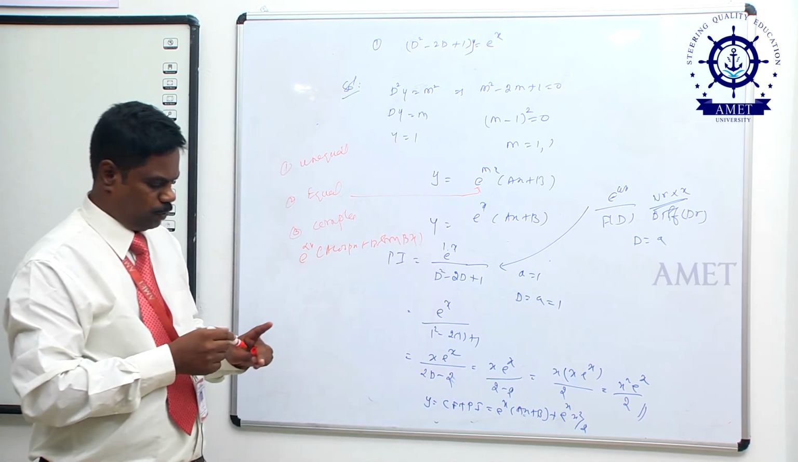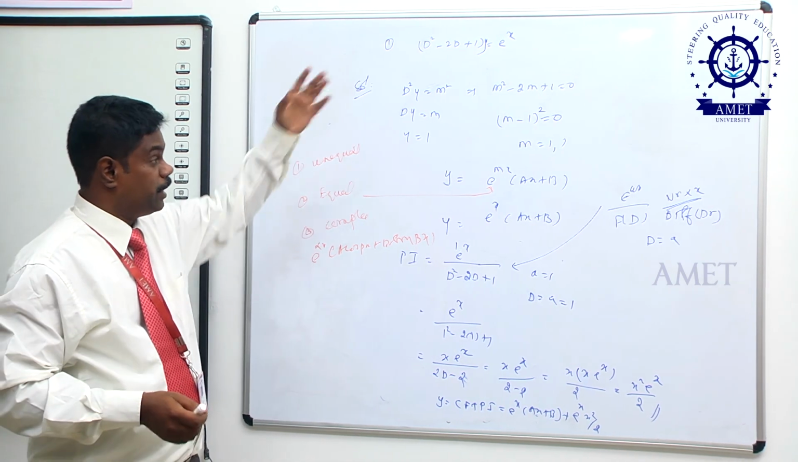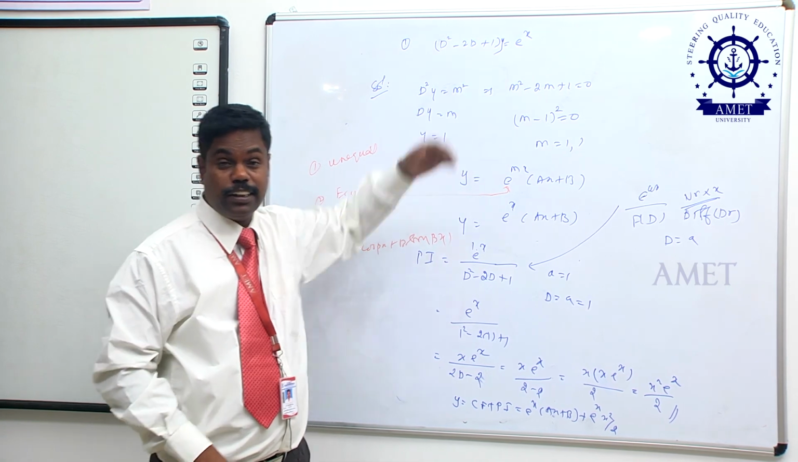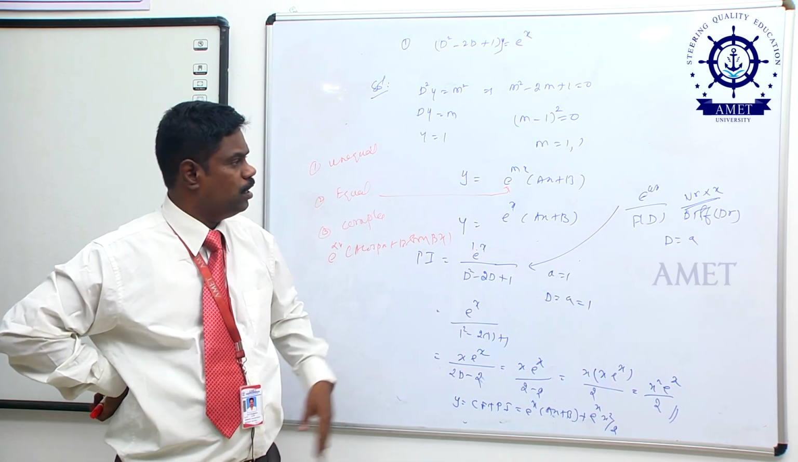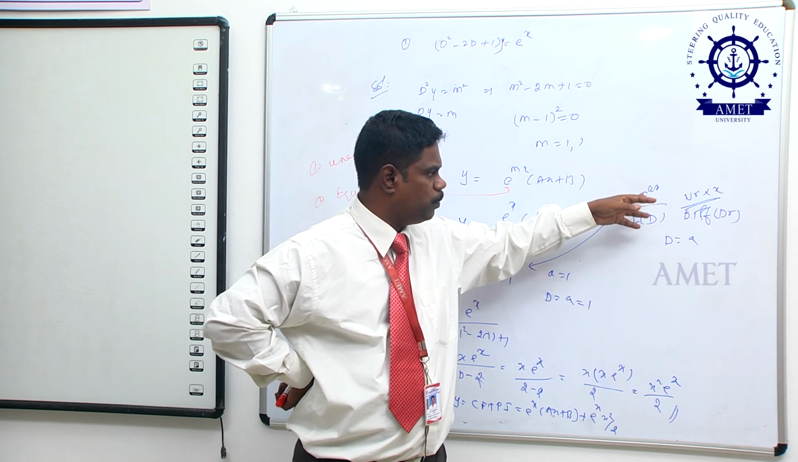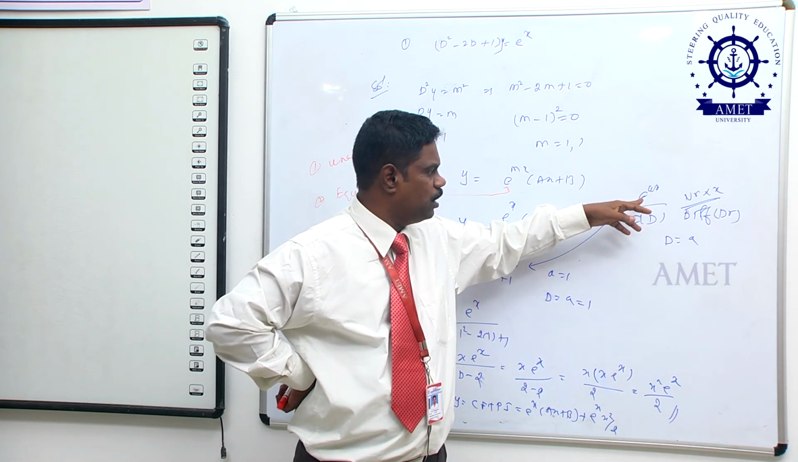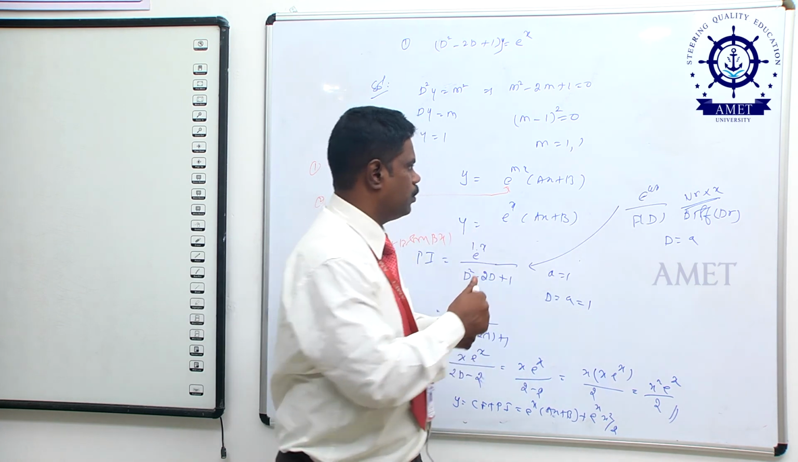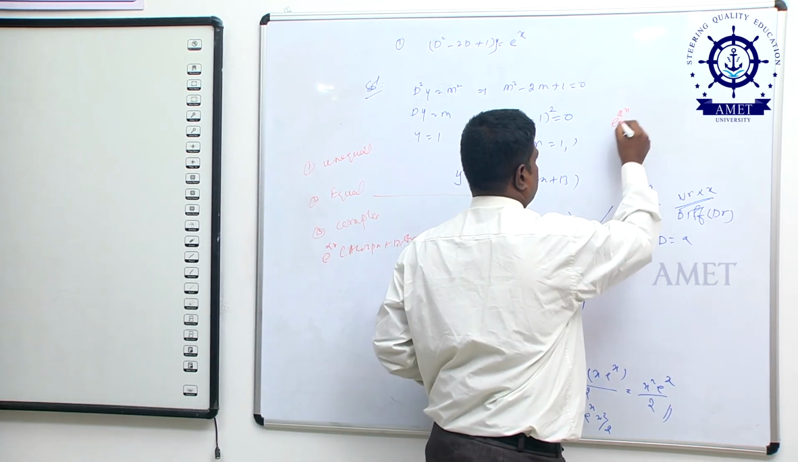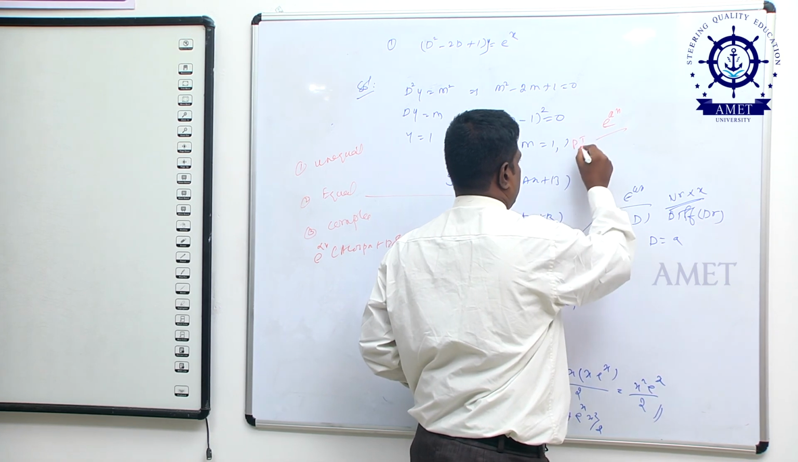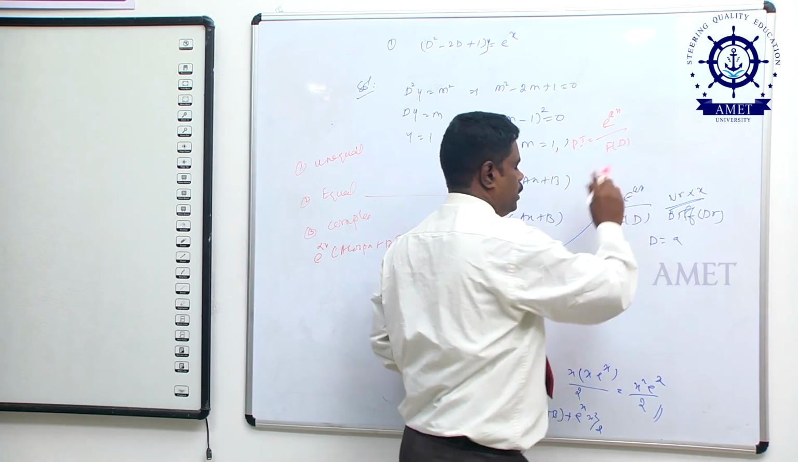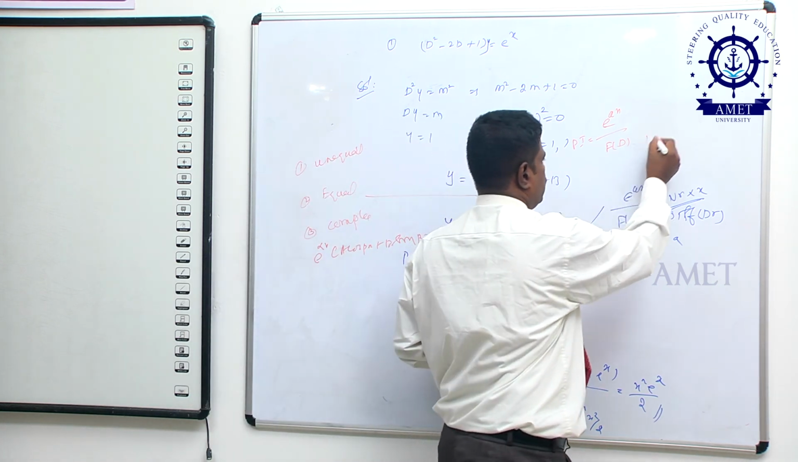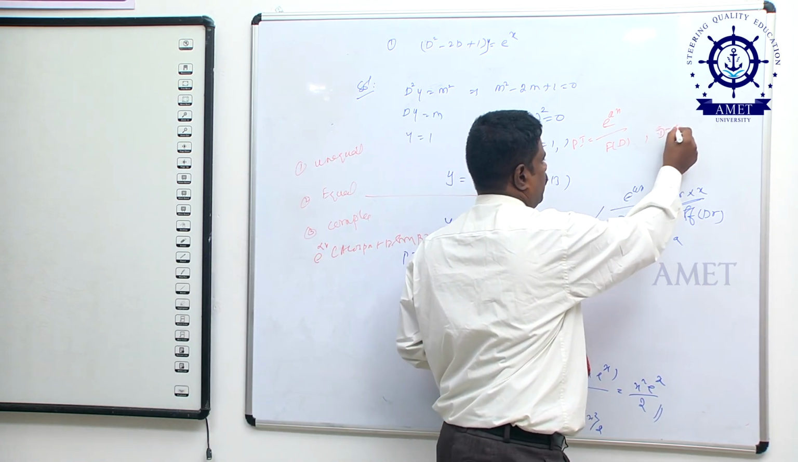Okay. So these all occurred in the first problem. In the second problem, what happened? The right hand side is given in terms of an exponential function. What is the general format of an exponential function? If the right hand side is e power ax by f of D, just substitute D is equal to a. The procedure is that D is equal to a.